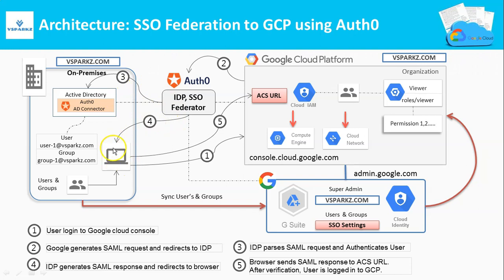So now this browser sends the SAML response to the ACS URL of Google. ACS URL is nothing but our callback URL. So after verification, Google will allow the concerned user to log into the Google Cloud platform with the concerned user permissions. This is the full flow.